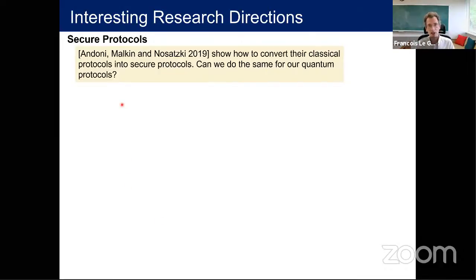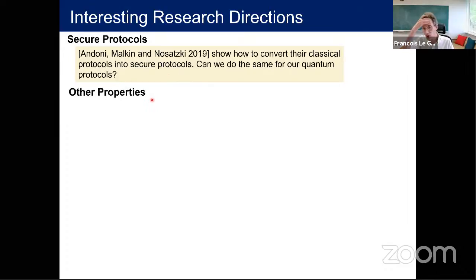And a few interesting research directions. The first one: secure protocol. In their paper, Andoni, Malkin, and Nosatzki show how to convert their protocol into a secure protocol. Secure protocol means, like in the talk by Professor Nishimura, the player cannot get any information about the distribution except what they know from their input and what they know from their output. They show that their protocol can be converted to have this property. So one question is, can we do the same for our quantum protocol?